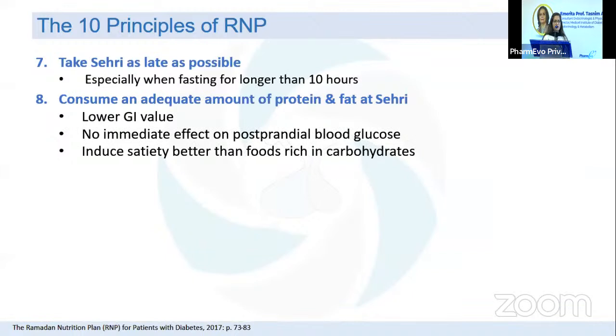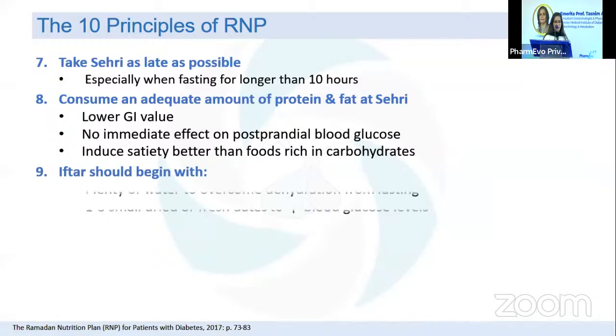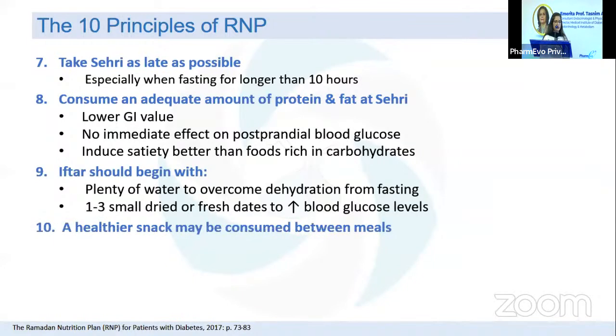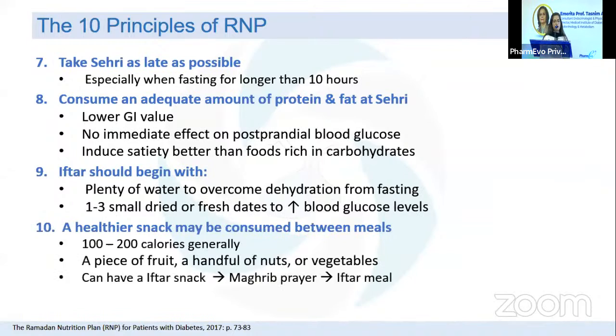Iftar should begin with plenty of water to overcome dehydration and 1 to 3 small dried or fresh dates to increase blood glucose levels. Healthier snack may be consumed, which should be low calorie, like a piece of fruit, handful of nuts or vegetables. People with type 2 diabetes can break their fast with iftar snack, and then they can have iftar meal after Maghrib prayers.